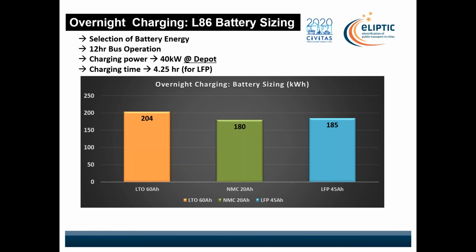And we also did some trade-off between different chemistries. So if you are going to use LTO with 6 ampere hour, NMC of 20 ampere hour, and LEP with 40 ampere hour, this is the trend. What is the required energy to supply this bus on this road? So the operation is 12 hours, and the need to charge this battery at the depot is around 40 kilowatt.